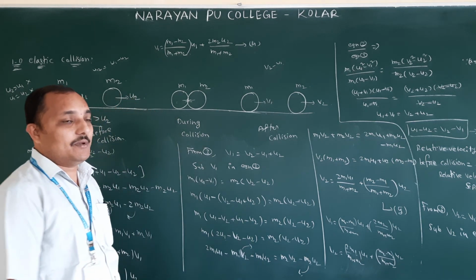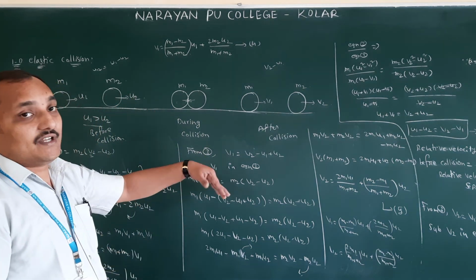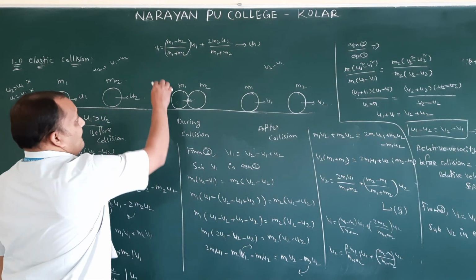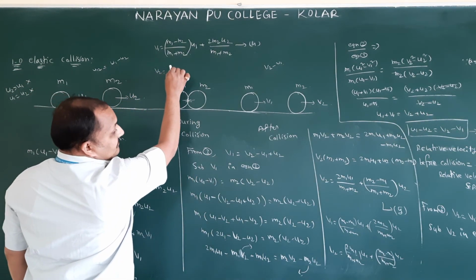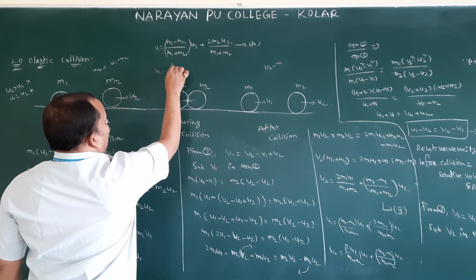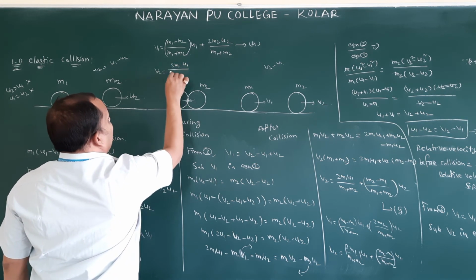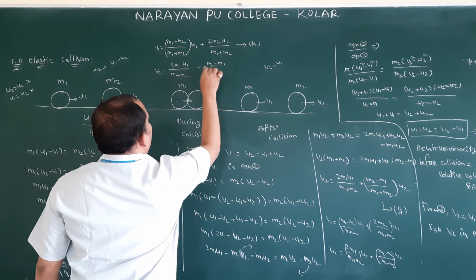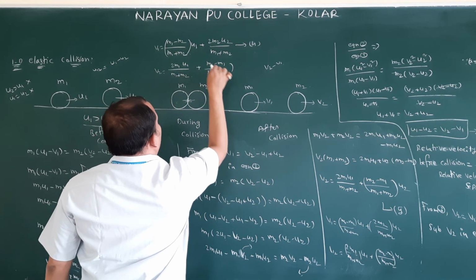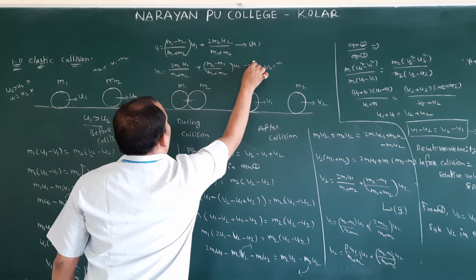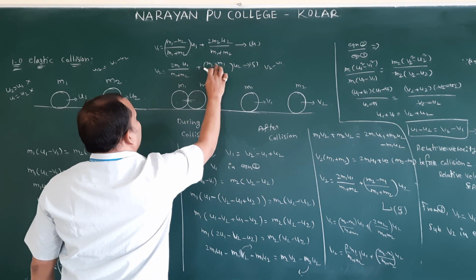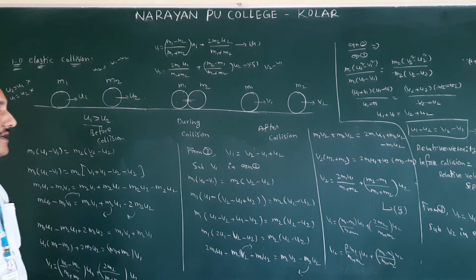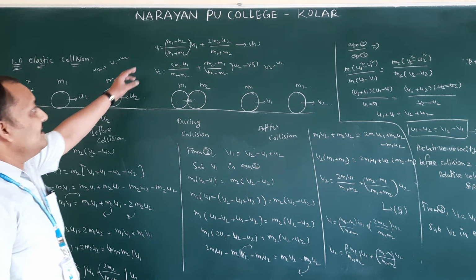Okay, competitive or PU, it is going to become difficult if you are not able to remember the formulas. This is V1. So V2 we got 2M1 U1 by M1 plus M2 plus M2 minus M1 by M1 plus M2 into U2. Some people will write this equation by taking minus common, M1 minus M2. That one also is the same. So this is V1, V2.